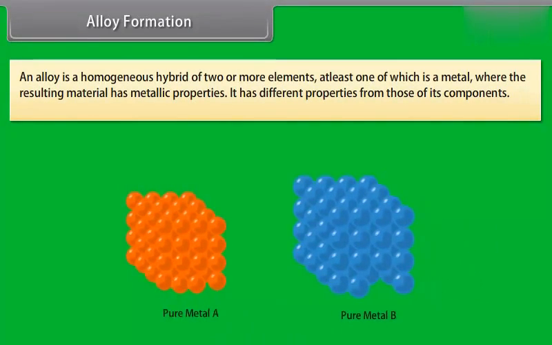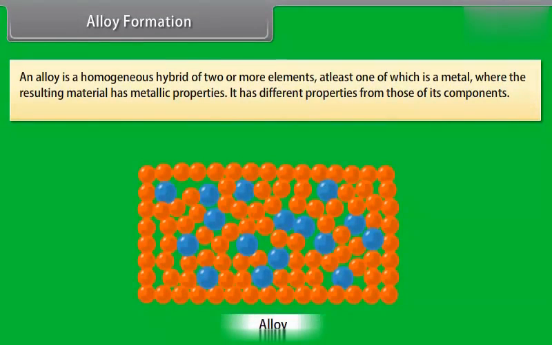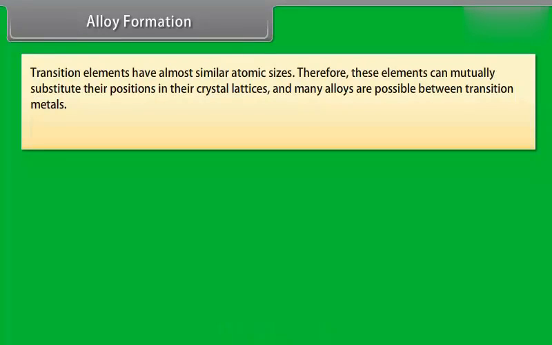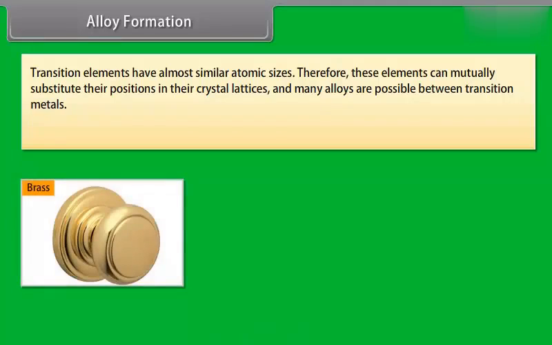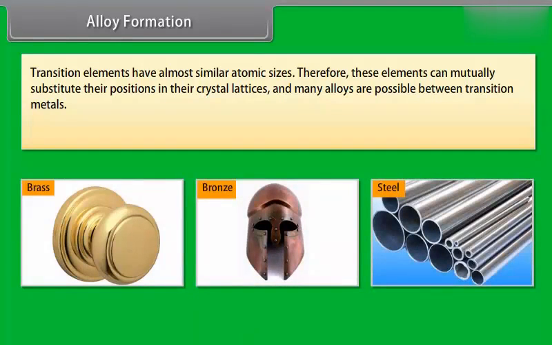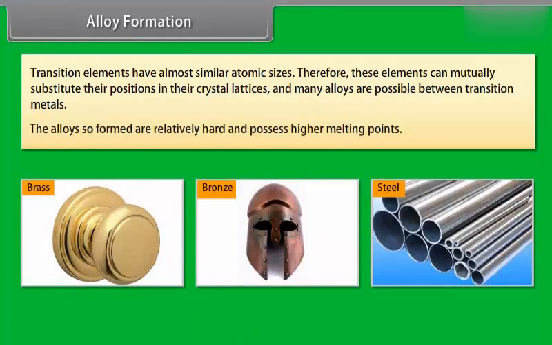Alloy formation. An alloy is a homogeneous hybrid of two or more elements, at least one of which is a metal, where the resulting material has metallic properties. It has different properties from those of its components. Transition elements have almost similar atomic sizes. Therefore, these elements can mutually substitute their positions in their crystal lattice, and many alloys are possible between transition metals. For example, brass, bronze, and various types of steel. The alloys so formed are relatively hard and possess higher melting points.